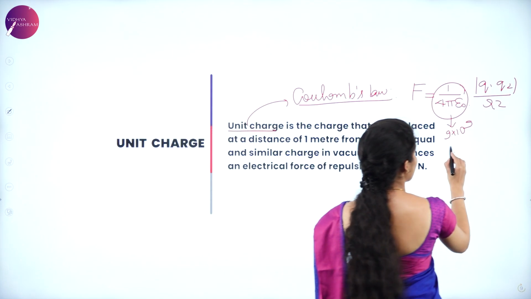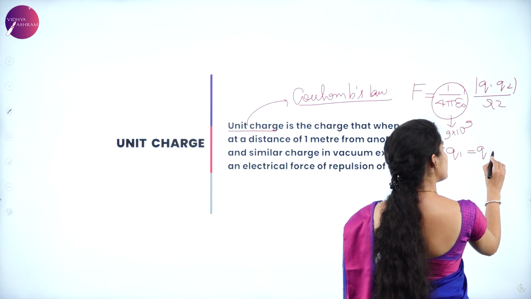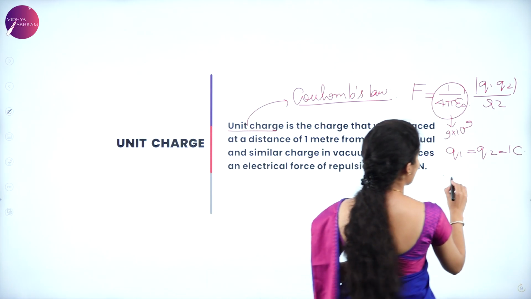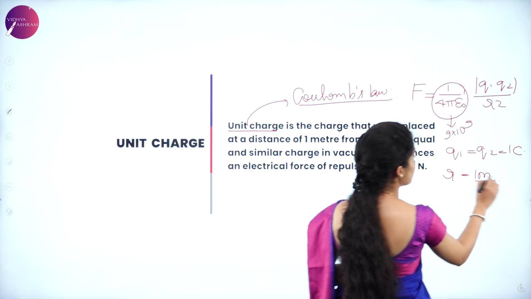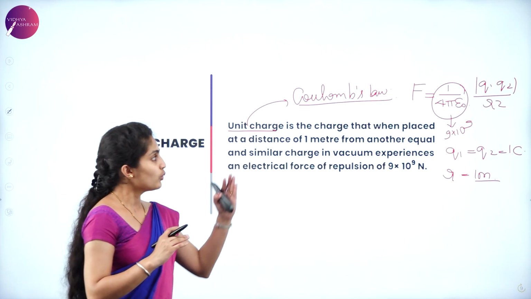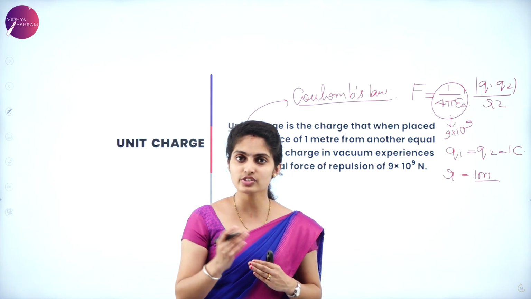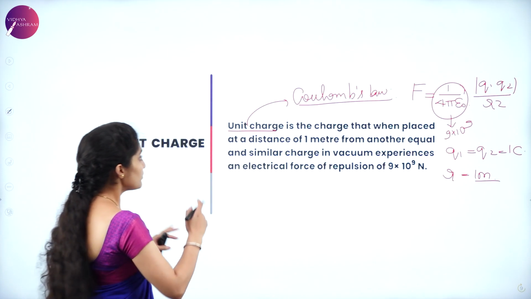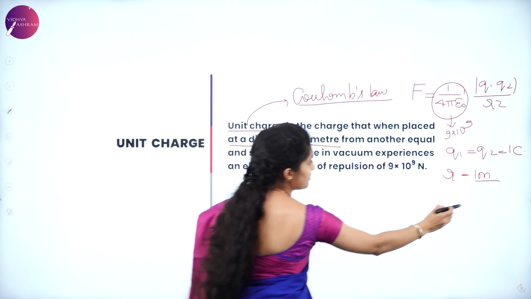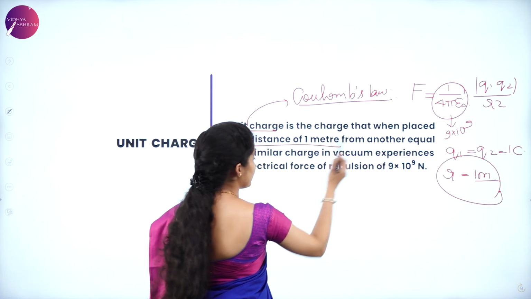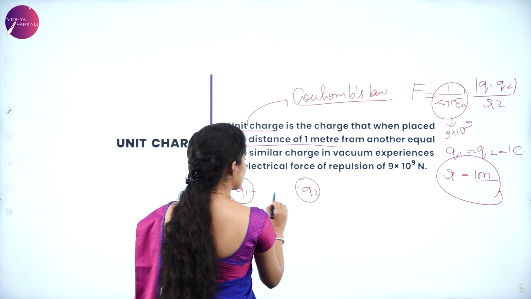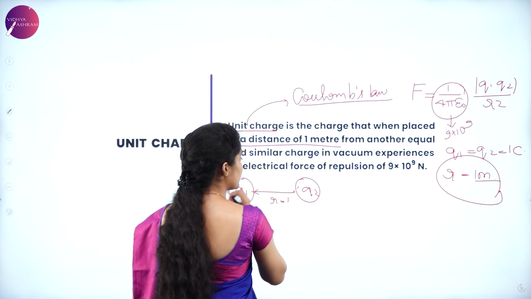So Q1 is equal to Q2, both are 1 coulomb. 1 coulomb is their charge. And R is equal to 1 meter, because we are talking about unit charge. Everywhere we have to put a standard value, that is 1, wherein 1 by 4 pi epsilon naught is a constant term, 9 into 10 to the power of 9. So unit charge is a charge when placed at a distance of 1 meter from another. So there are two charges, Q1 and Q2, and the distance is R, which is equal to 1.